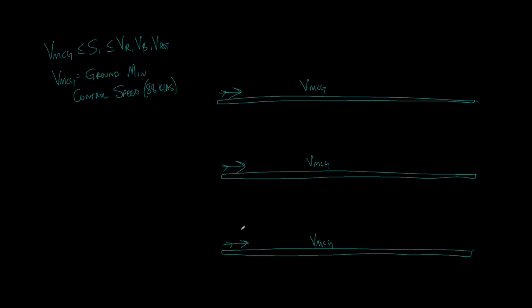In this video, we're going to introduce the first variable on the left side, being VMCG, or ground minimum control speed. Before we get into the ground minimum control speed definition and how it applies to our takeoff, let's discuss a few topics that we mentioned earlier, just to make sure everybody's on the same page. Earlier we talked about the situation if we wanted to abort. How would we actually do that?